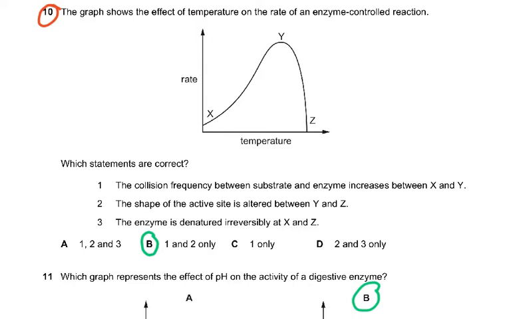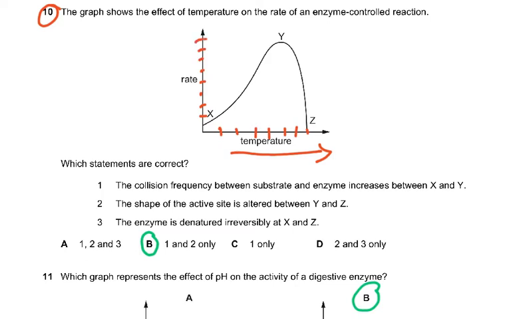Question 10. The graph shows the effect of temperature on the rate of an enzyme controlled reaction. So you can see the temperatures are increasing this side. So say this was 5, 10, 15, 20, 25, 30, 35. And then the rate was increasing 10, 20, 30, 40, 50, 60, 70.